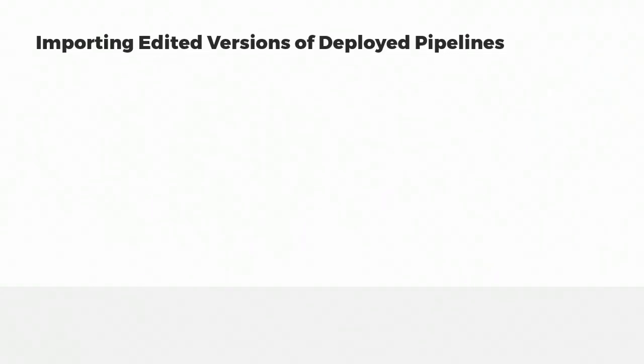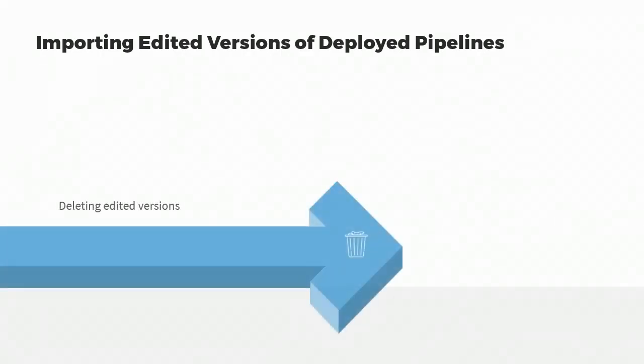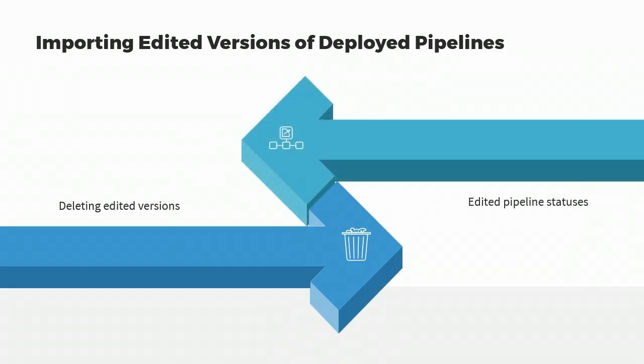On importing edited versions of deployed pipelines: now that I have a pipeline, if somebody's made an edit to it, they give me the JSON file. How do we do this? I can delete edited versions if I need to, but I can also edit the pipeline statuses. When you delete the latest version of a deployed pipeline, all versions of the deployed pipeline are deleted, but draft versions aren't deleted. What you want to do instead is draft the pipeline version that has an orphan status, and then I can resolve those statuses to deploy that draft pipeline.